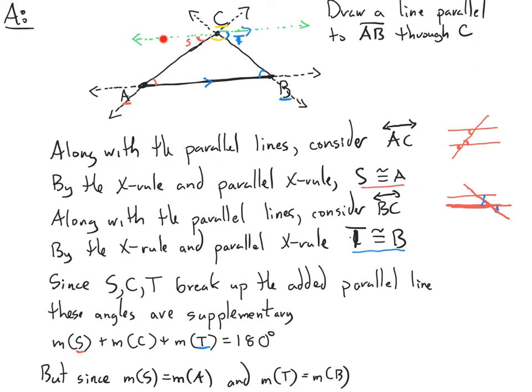We just drew a parallel line through C, parallel to the other side that doesn't contain C. And we used our parallel X rule to move some angles up here. Realized these guys are supplementary, so they must add to 180 degrees. But hey, S and A are congruent, and B and T are congruent. So we know that the measure of A plus the measure of B plus the measure of C is 180 degrees.